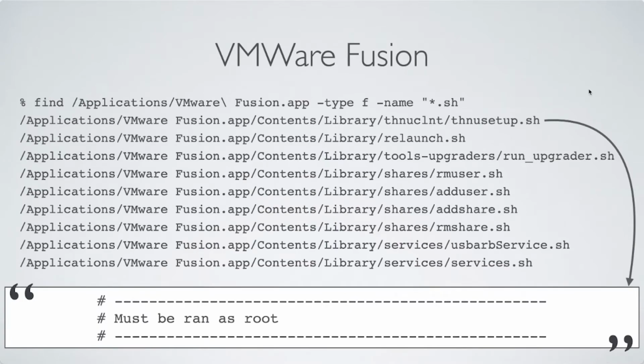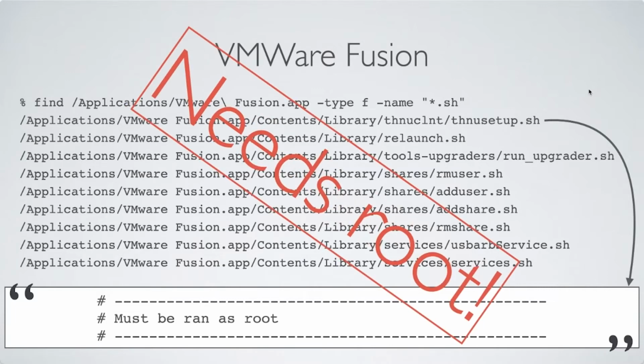So here we've got VMware Fusion, and inside the app bundle, you'll see a number of shell scripts. One of which I'm pointing out here has a comment in it that says that it must be run as root. So that's pretty juicy information. If I'm an attacker, that's really interesting to me. I wonder if I can edit that file and get root escalation. Well, fortunately, no. That file requires root permissions in order to edit. So it doesn't really provide us root escalation.